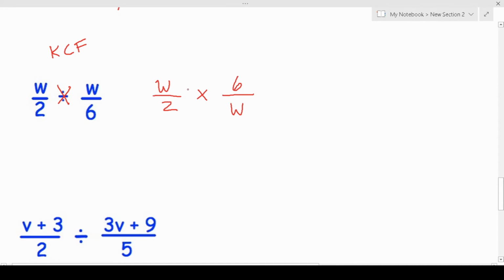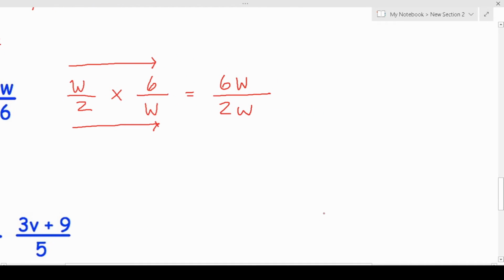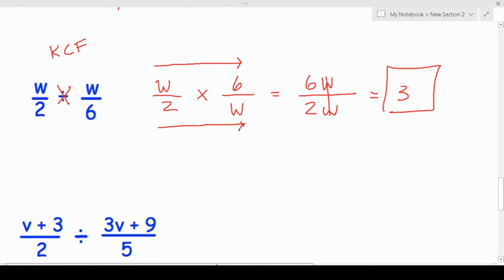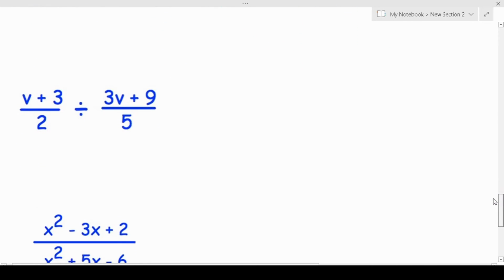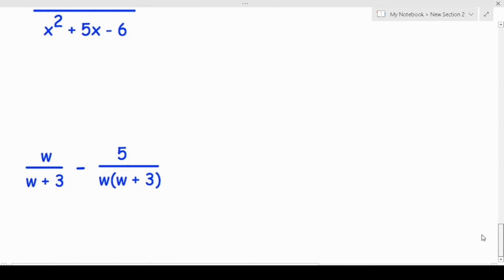Now we're just multiplying algebraic fractions, which means we're just going to multiply straight across, and you could reduce if you wanted to, but we're not going to do that just yet. This becomes 6 times w, or 6w, and then 2 times w, which is 2w. All right, we can cross out these w's. 6 over 2 is just 3. So we can see that this one reduces to 3. And we have 3 more to go.